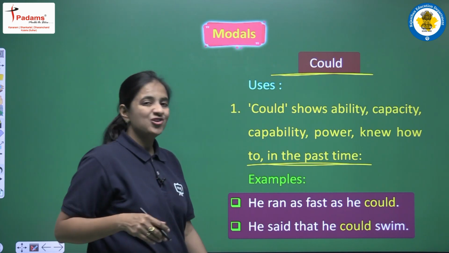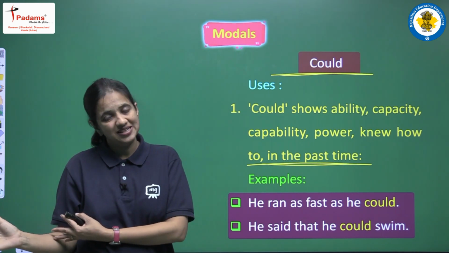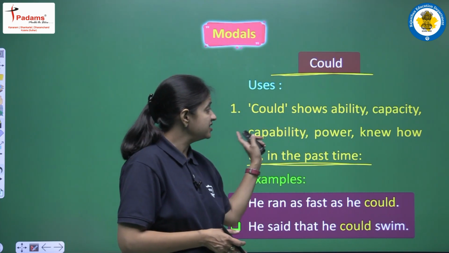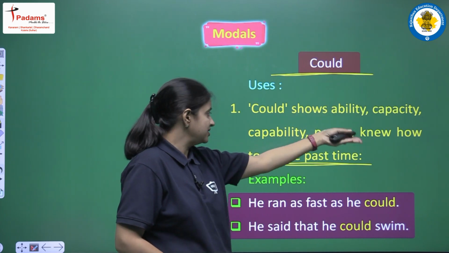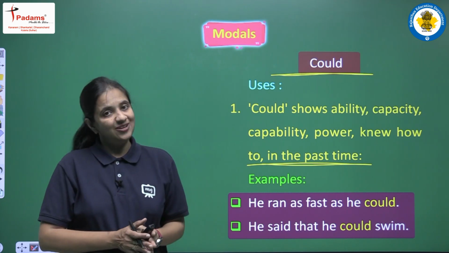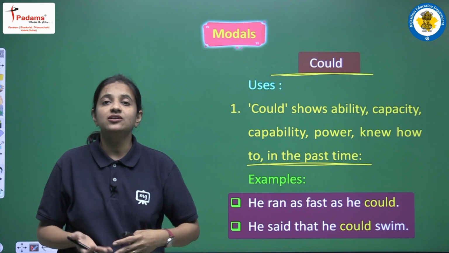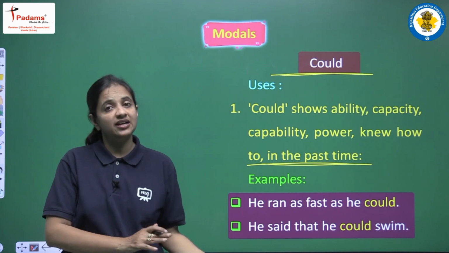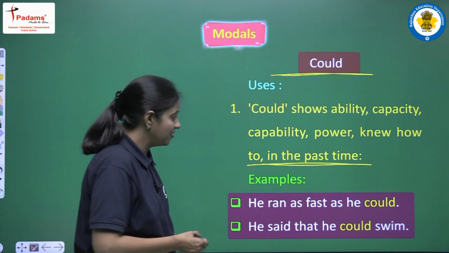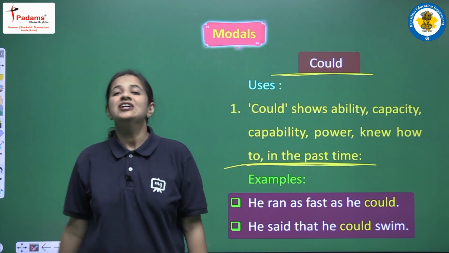Okay, so I am sure that you are able to recall what was the first use of can that we have discussed some time ago. In the first use of can also we read the same words: ability, capacity, capability, power, know how to. But what was the difference? The difference was that when we were reading can, all these things should be in the present time. But now when we are reading could, all these things should be in past time only.